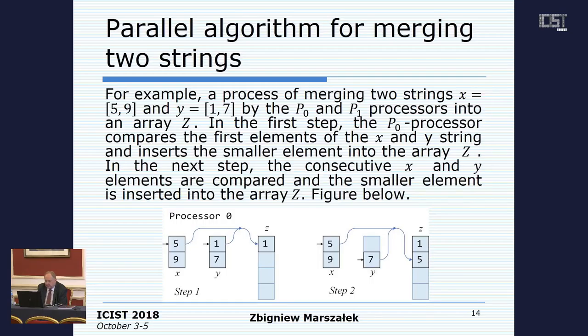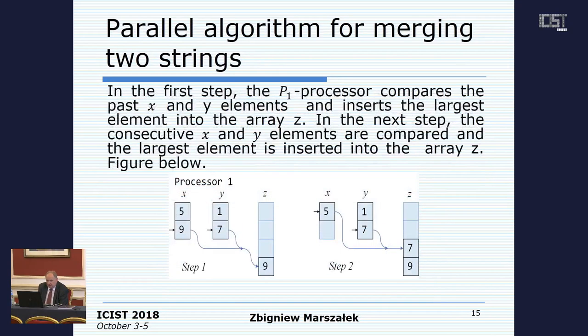For example, a process of merging two strings X equals 5, 9 and Y equals 1, 7 by processor number 0 and processor number 1 into the array Z. In the first step, processor number 0 compares the first elements of X and Y strings and inserts the smaller element into array Z. In the next step, the consecutive X and Y elements are compared and the smaller element is inserted into array Z. Figure below.